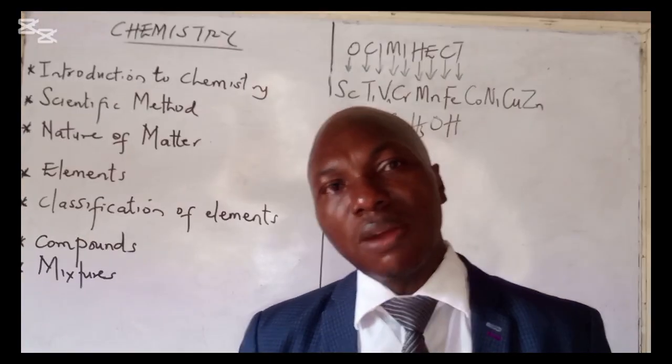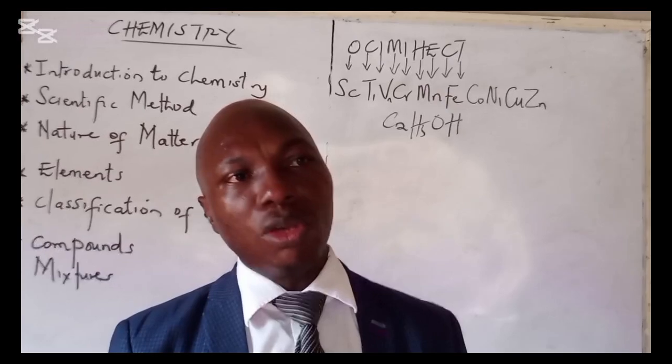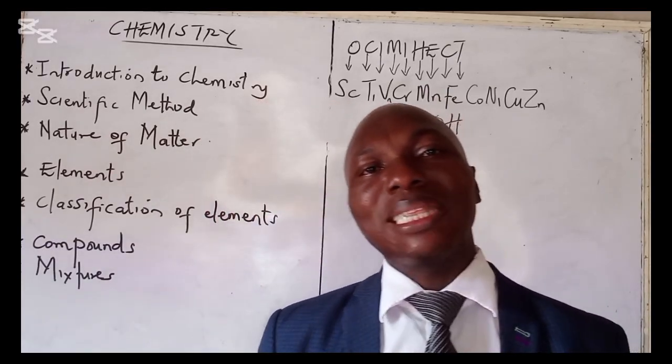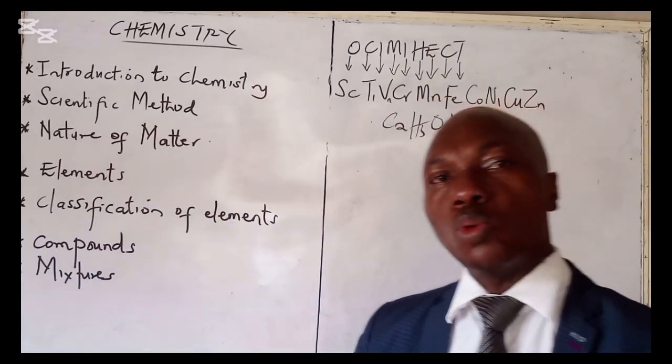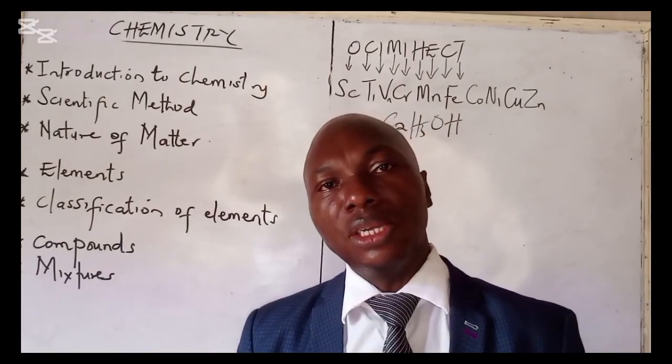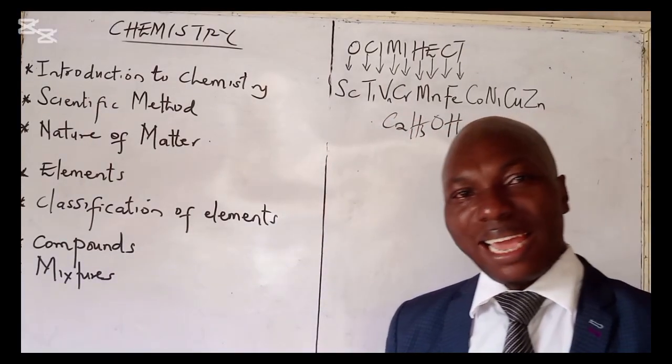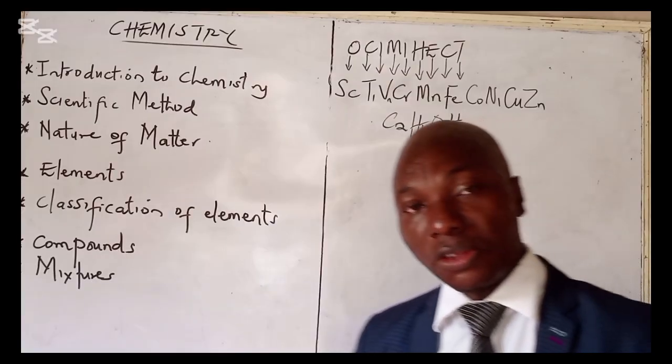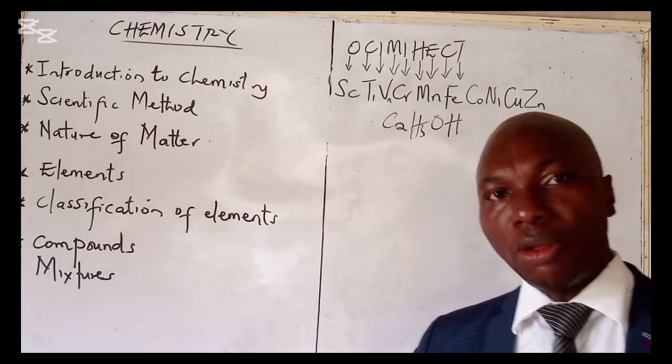We now move to what we call mixtures. Mixtures are two or more constituents that can be separated by a physical means or a physical method. Example of a mixture is air. Air is a mixture of gases, oxygen, hydrogen, and others.